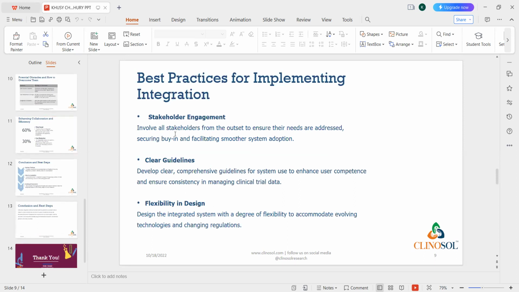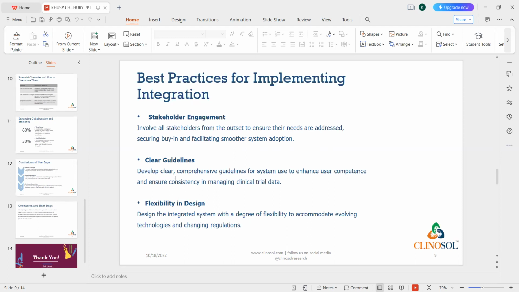Coming to the next slide, which is best practices for implementing integration. Implementing integration in clinical trials requires careful planning, coordination, and adherence to best practices to ensure success. These are stakeholder engagement, clear guidelines, flexibility in design. Involve all stakeholders from the outset to ensure their needs are addressed, securing buy-in and facilitating smoother system adoption.